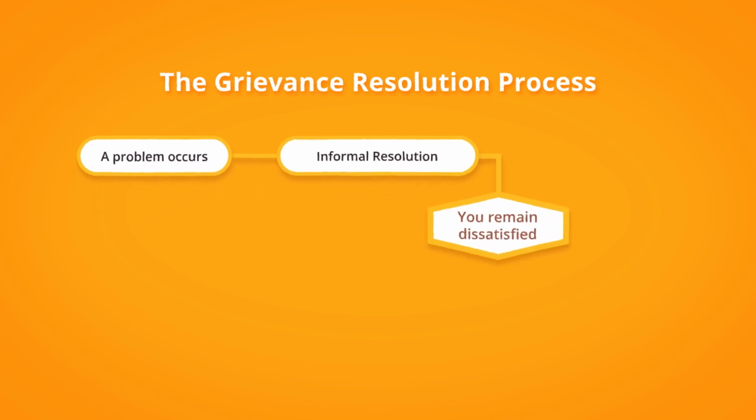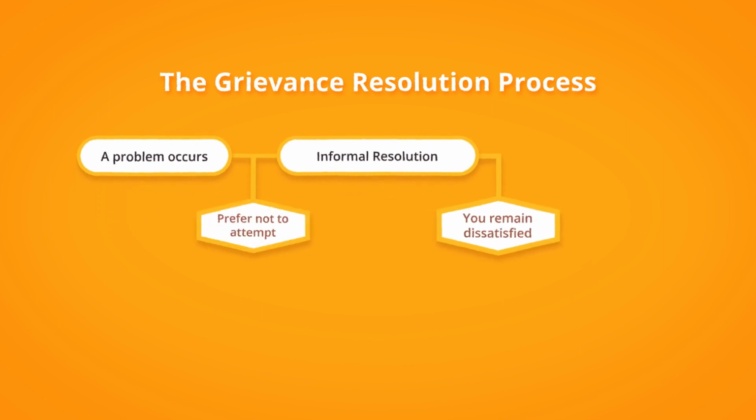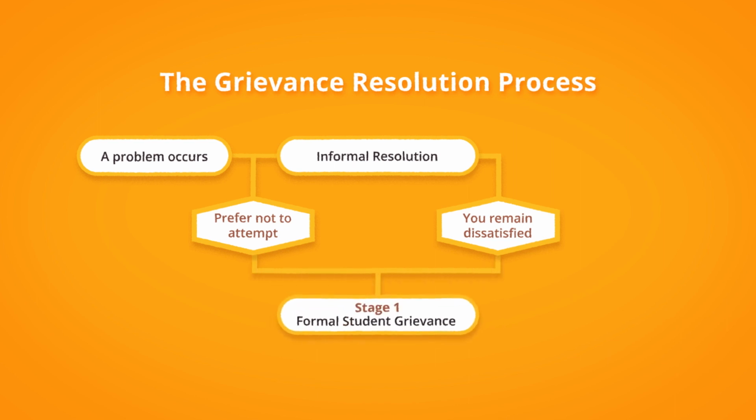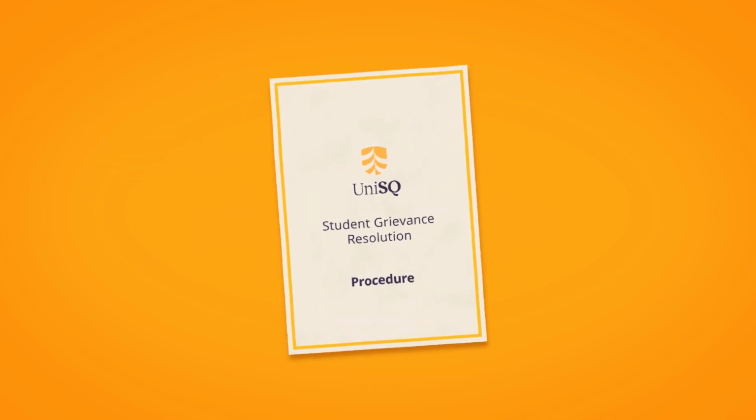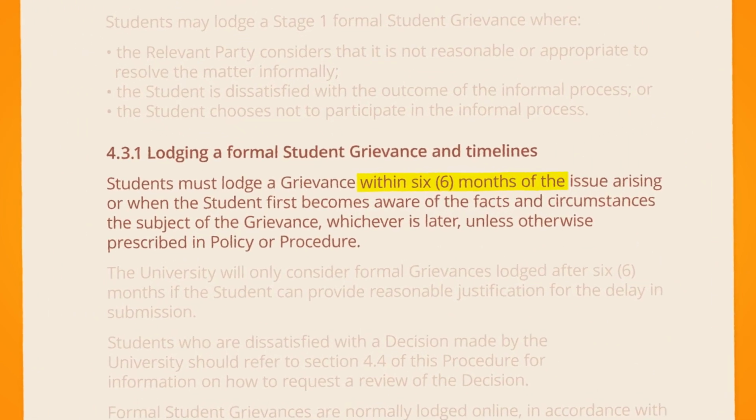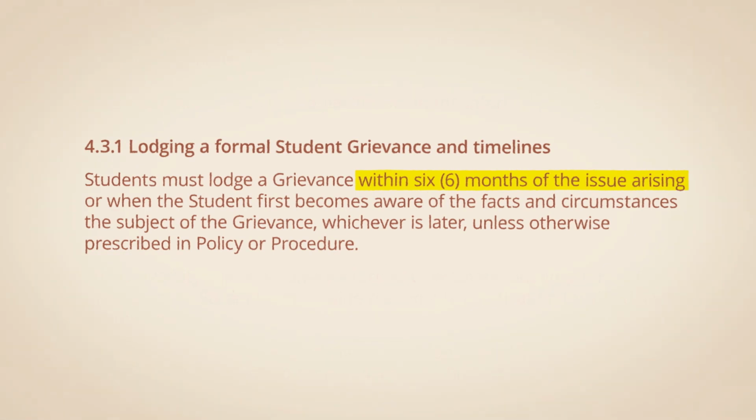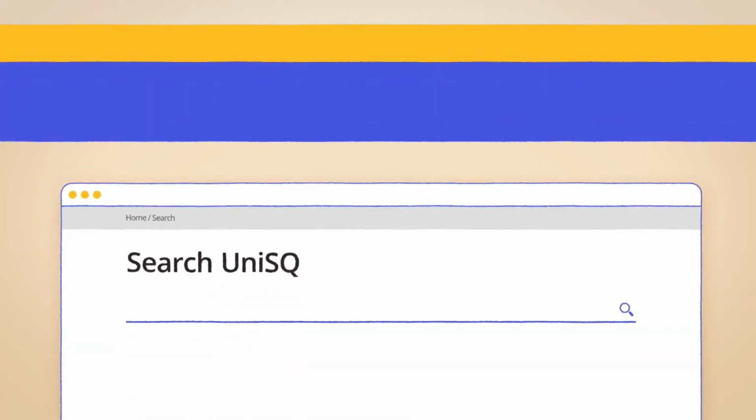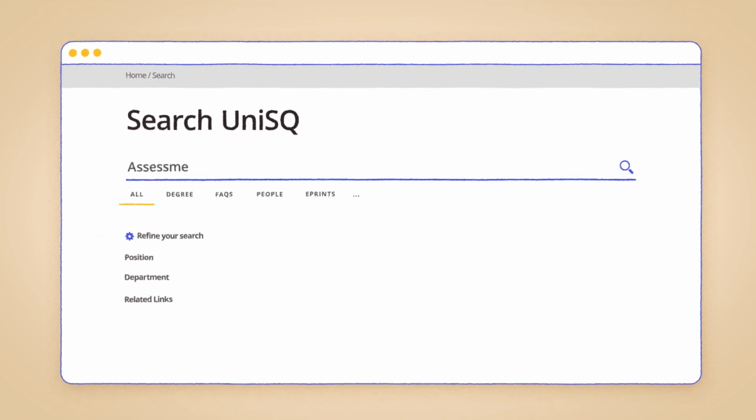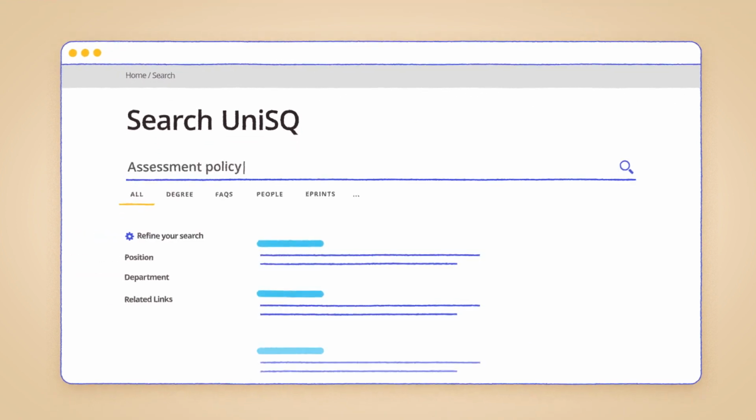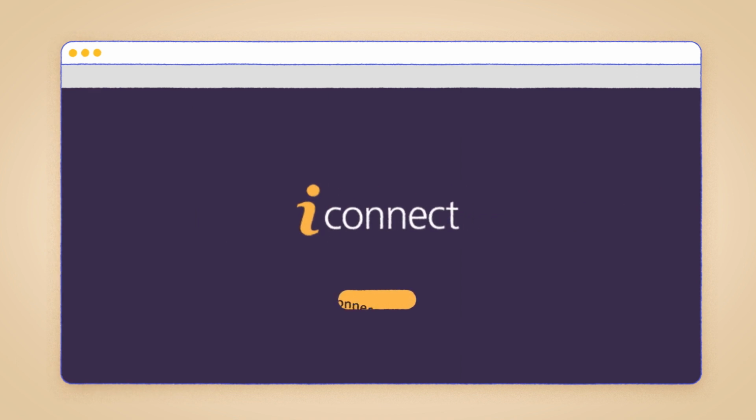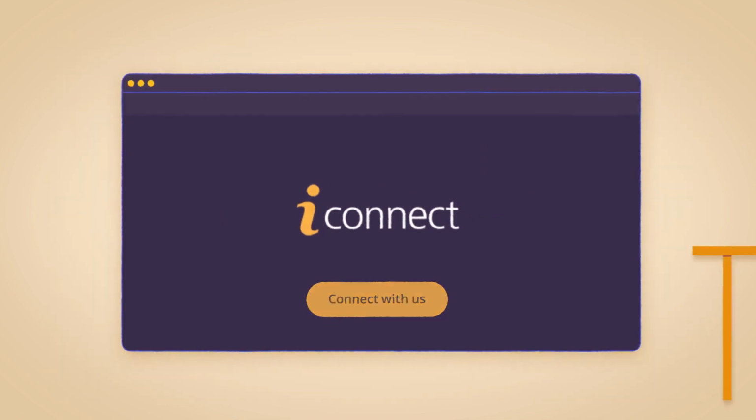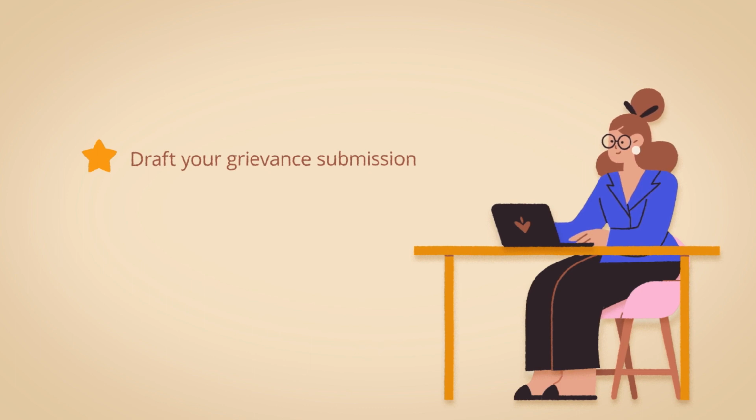But if you're feeling dissatisfied with the outcome, or prefer not to attempt informal resolution, then you might decide to lodge a formal student grievance. University procedure allows you to submit your grievance within 6 months of the issue arising, but we recommend lodging your case as early as you can. Some policies have their own specific timeframes, so if you are unsure what applies to your situation, you can contact iConnect for advice. Next, you need to draft your grievance submission.